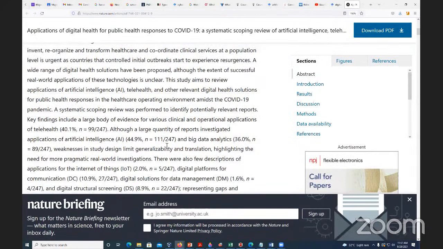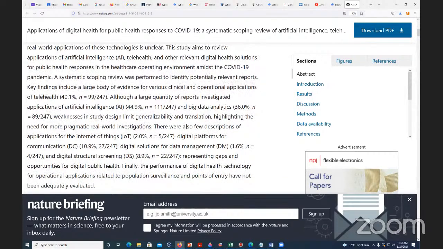In fact, let me go back up here because I'm not finding what I want. It's also here where I'm looking. Yeah, it's the same thing that is here. So that is the primary results. There's actually more results, but they say that there are also descriptions of Internet of Things, digital platforms, communication. So all of this is long results, but that's the short results.